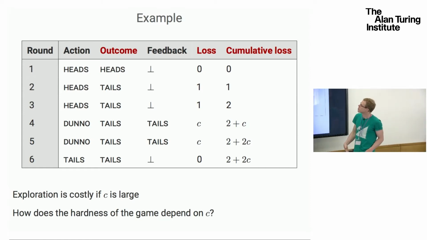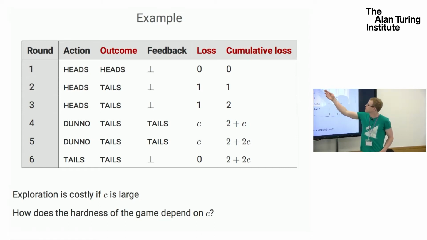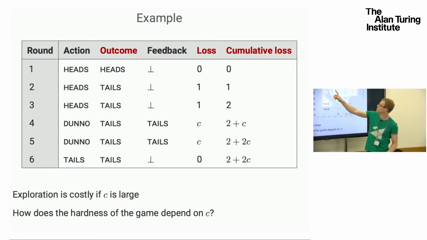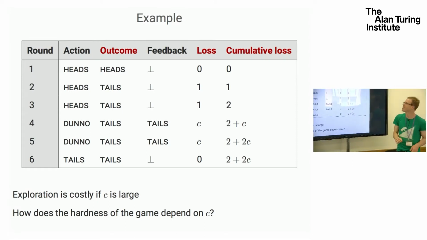So you're a learner, and in round 1, maybe you say heads, and the outcome is heads. And here, these red columns indicate you don't get to see those things. They're happening in the background, but you're not observing the outcomes. All you observe is the action and the feedback, and you choose the action.